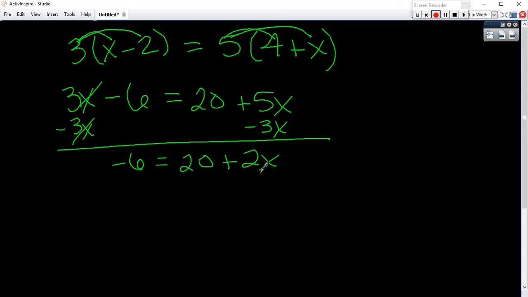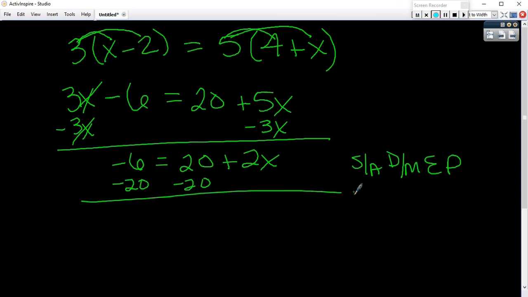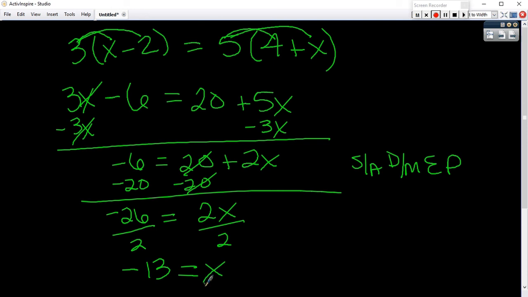Am I going too fast? Okay. Am I ready to SAD map now? Yes, because there is 1x. All right, so SAD map, what do I do first? Subtract 20, absolutely. Left side? Negative 26. Right side? Y'all got this. Divide by 2. Make sure you have that one written down because that's actually one from your assignment today.